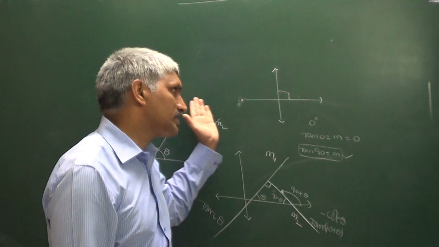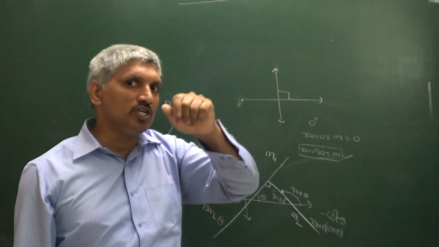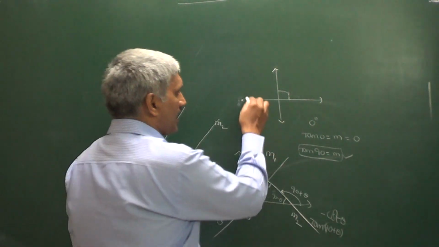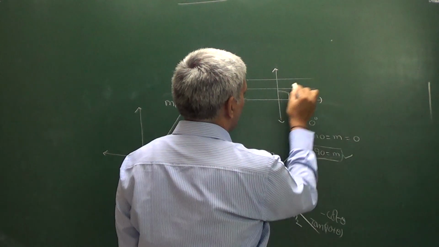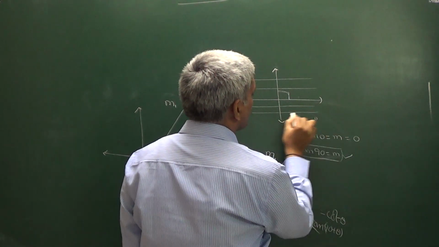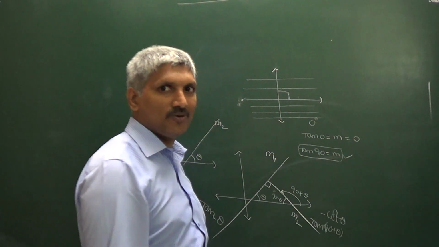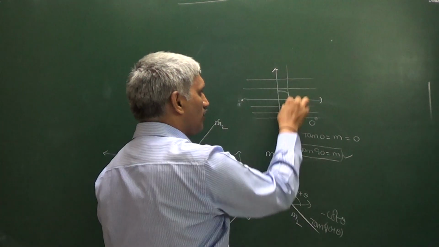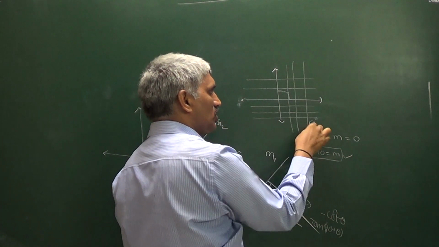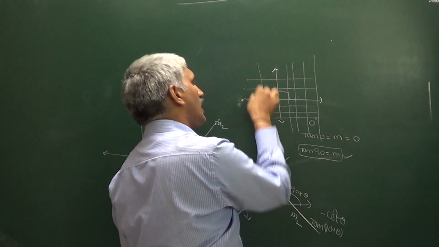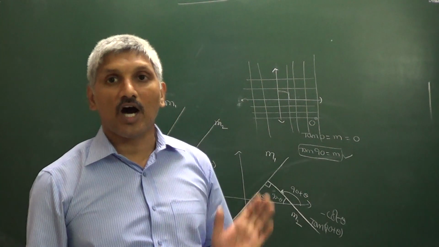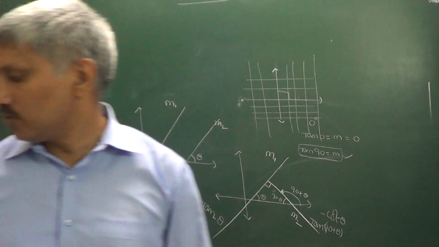That's why the x-axis slope is 0. Not only the x-axis slope, any line parallel to the x-axis, that means the slope of a horizontal line, is equal to 0. At the same time, the slope of a vertical line is not defined. The vertical line slope is not defined. The horizontal line slope is equal to 0.